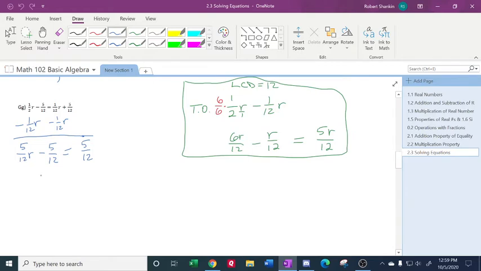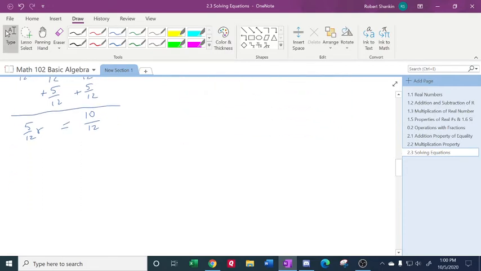Okay, so I'm going to add 5/12s to both sides. Now these have common denominators. Add the 2 numerators, 10/12s. Okay, now I could reduce this fraction at this point, but I can wait and reduce it a little bit later as well.